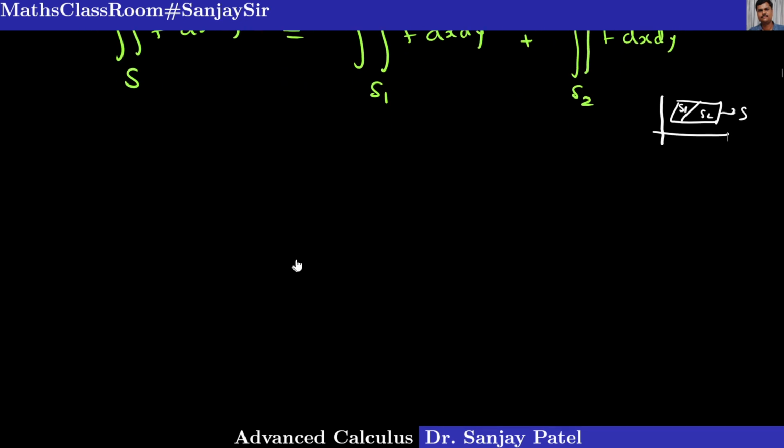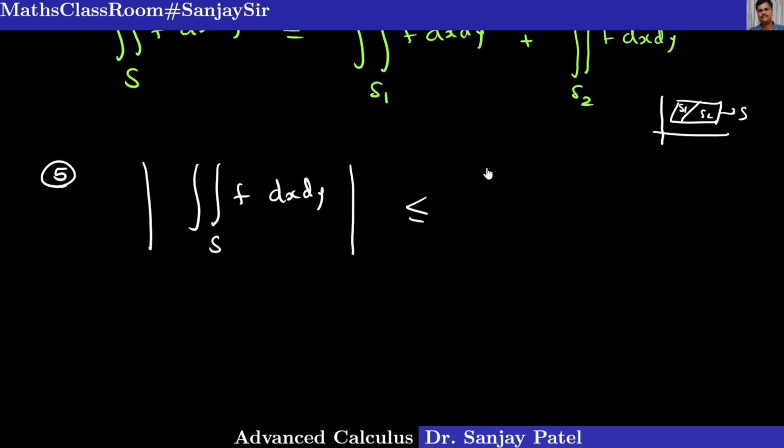And the last result: the modulus of the double integral of f dx dy over the region S is always less than or equal to the double integral over S of mod of f, dx dy. Okay, so these are the simple rules about our double integrals over closed and bounded regions.